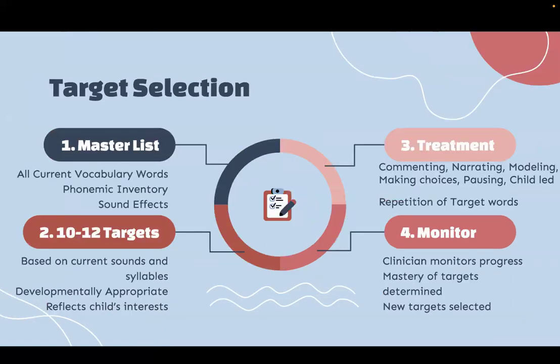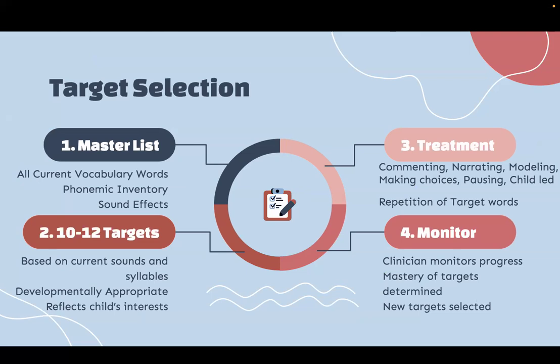On to target selection. So I'm going to describe a general outline for target selection. In step 1, the SLP needs to obtain a master list of vocabulary words and sound effects, such as animal noises, that the child can produce from the parents, caregivers, or any other appropriate professional who can contribute to this list. The child's phonemic inventory of speech sounds and syllables must also be identified.